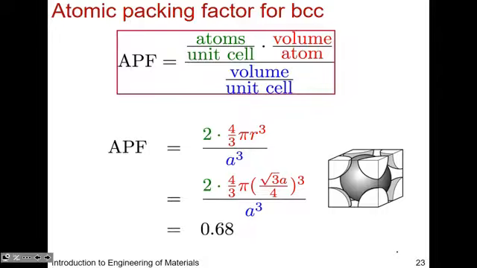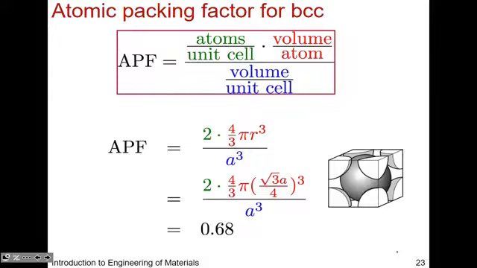So here, if you go through the math and normalize everything and cancel out all the numbers and all the values, you get a fraction of 0.68. That is the packing factor of a BCC system. That means 68% of your unit cell comprises of your atomic volume. Okay.